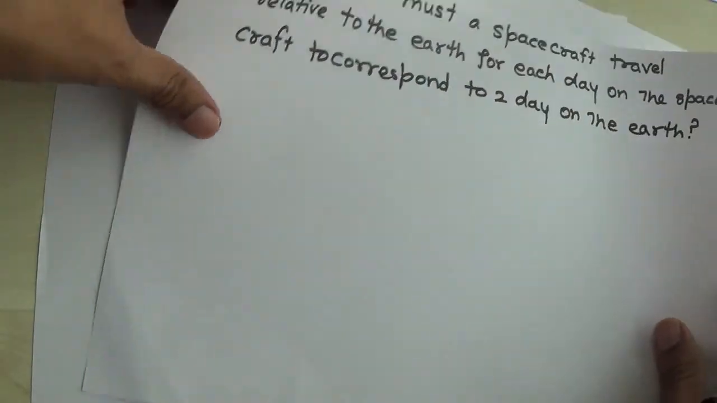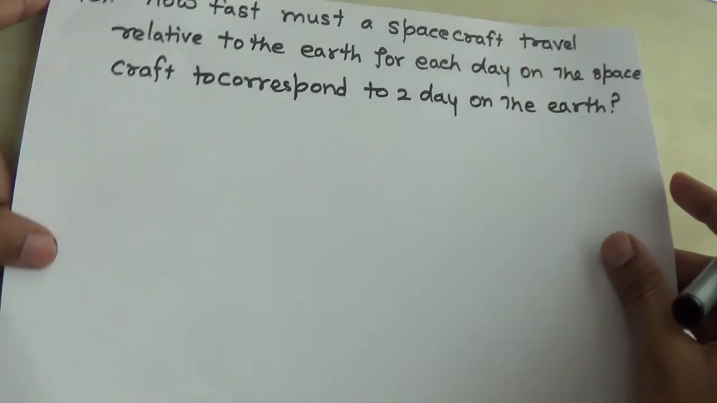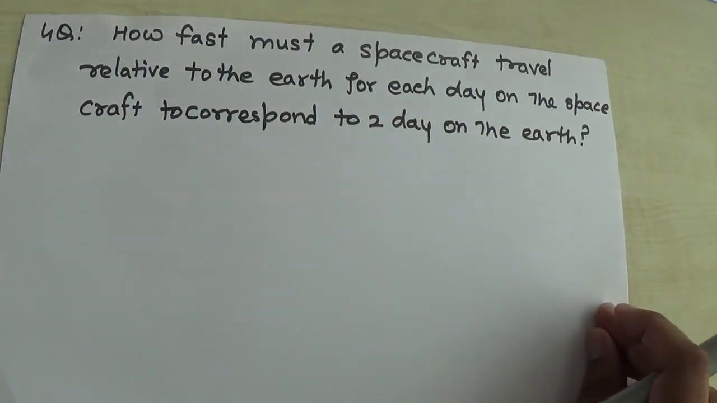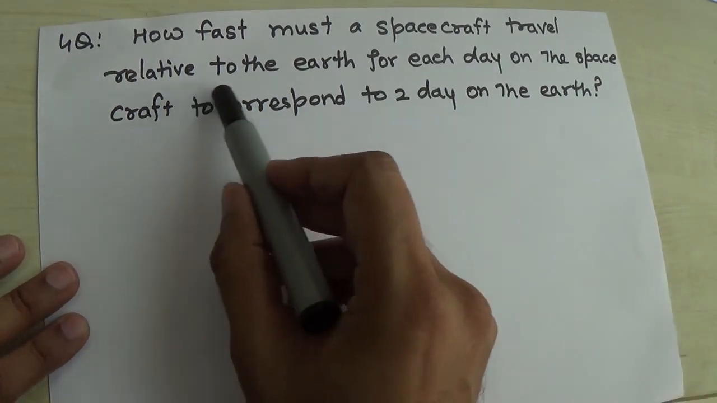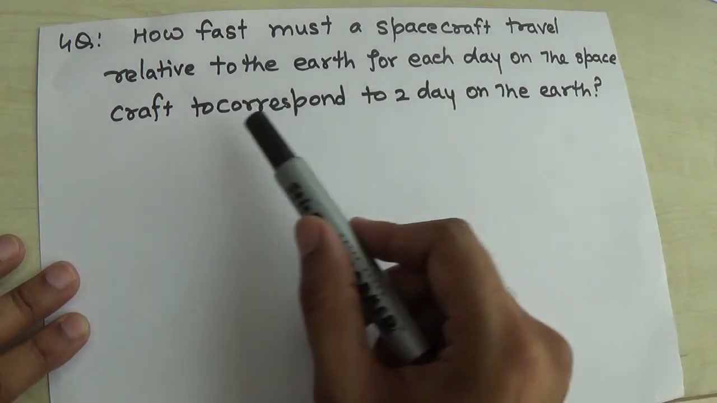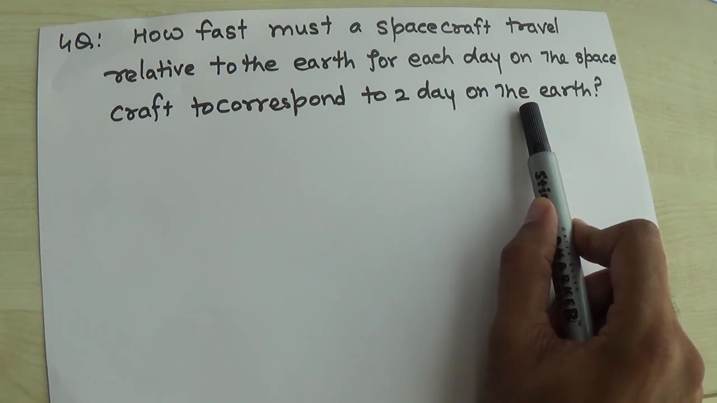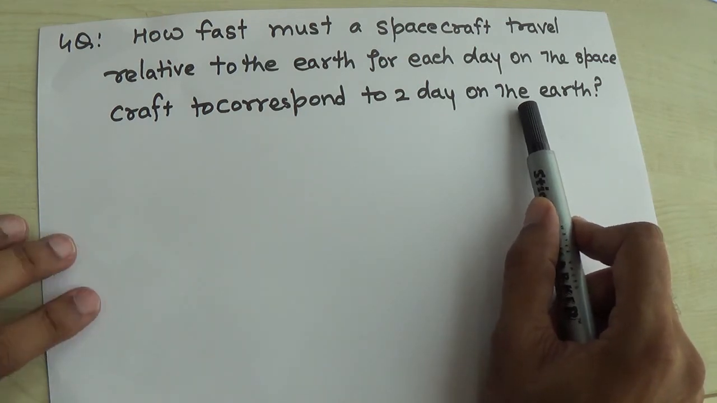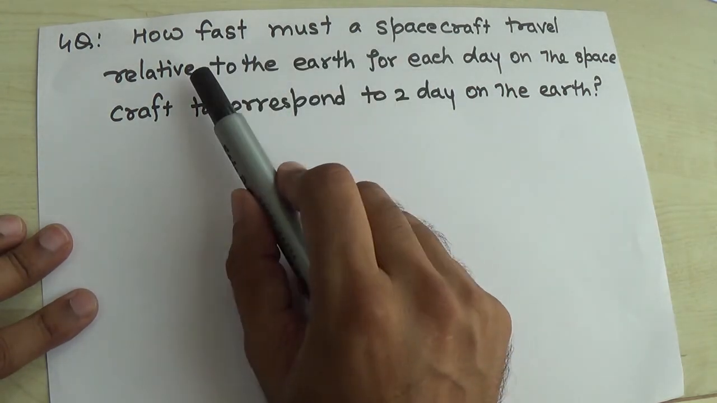So one more example I can take here in case of time dilation, that is basically related to this particular question: how fast must a spacecraft travel relative to Earth for each day on the spacecraft to correspond to 2 days on Earth? So in this numerical problem, how fast must a spacecraft travel?